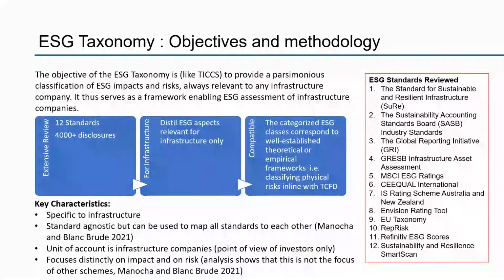Where possible, the development of classes of the taxonomy was made compatible with international theoretical or empirical frameworks such as the TCFD, TNFD, G20 and OECD principles of corporate governance, etc. The key characteristics of the taxonomy are as follows. First, the taxonomy is specific to infrastructure. That is, it defines the boundaries of ESG applicable for infrastructure companies. Second, while it is standard agnostic, it can be used to map all standards against each other. This is a previously published analysis that you can find on our website.